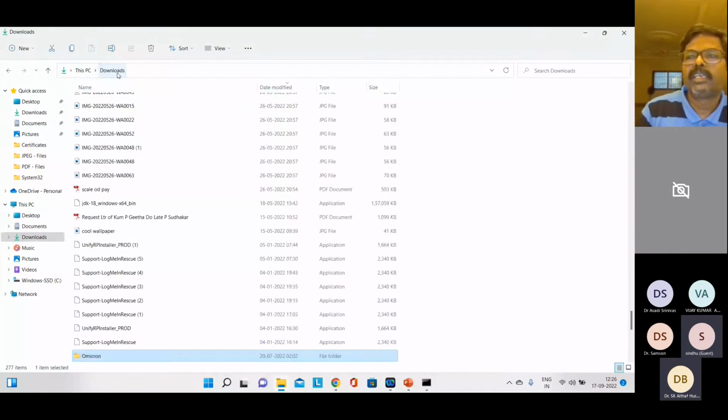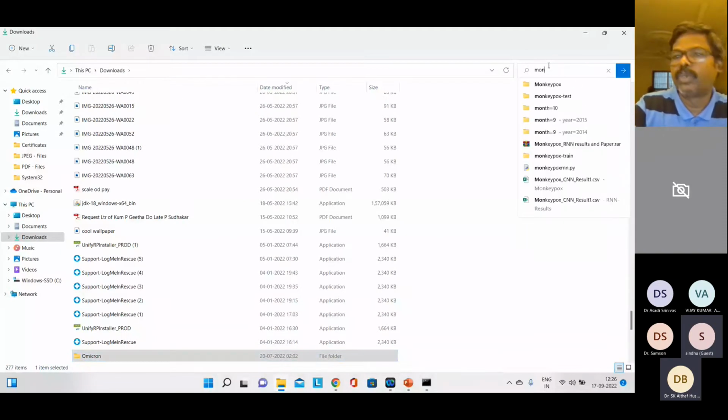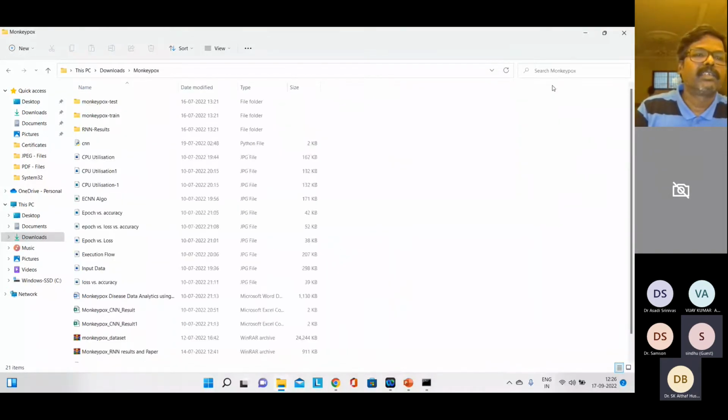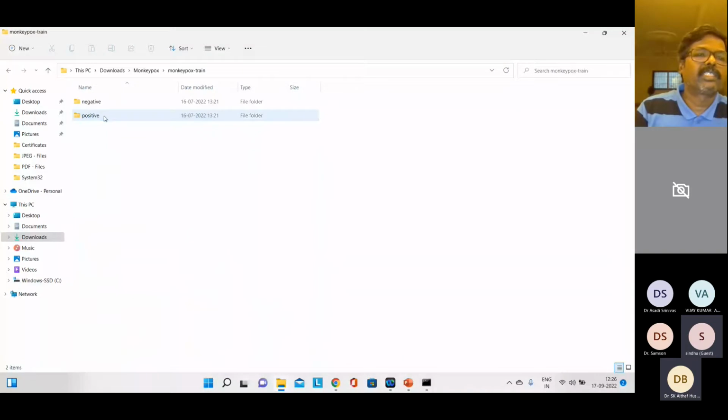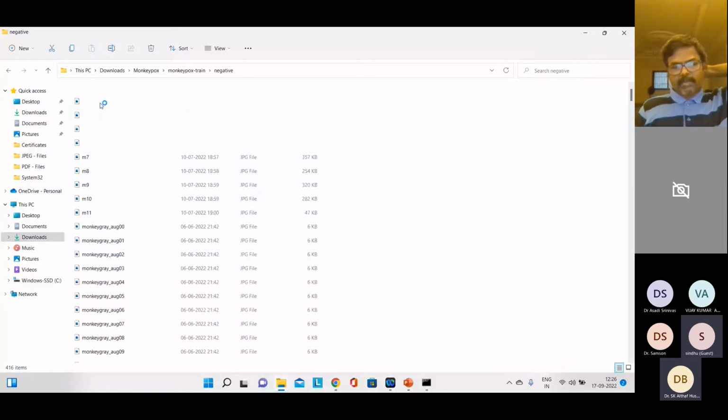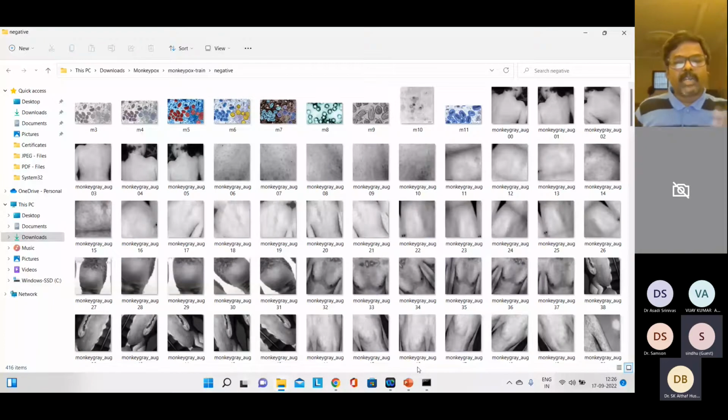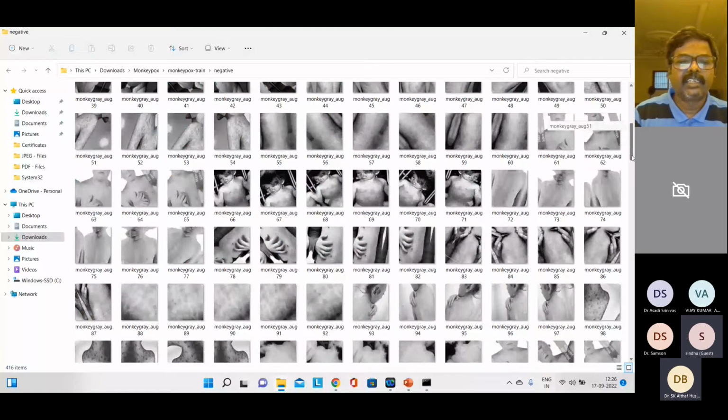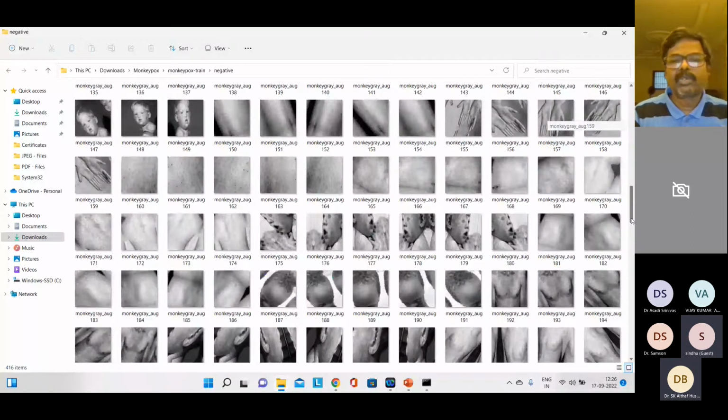Then if you see monkeypox, I'm showing the data set now, then I am going to execute. Monkeypox, I've collected various train data. This is called monkeypox data. If you see various bubbles on the face, hand, and everywhere. This is about a monkeypox data set.